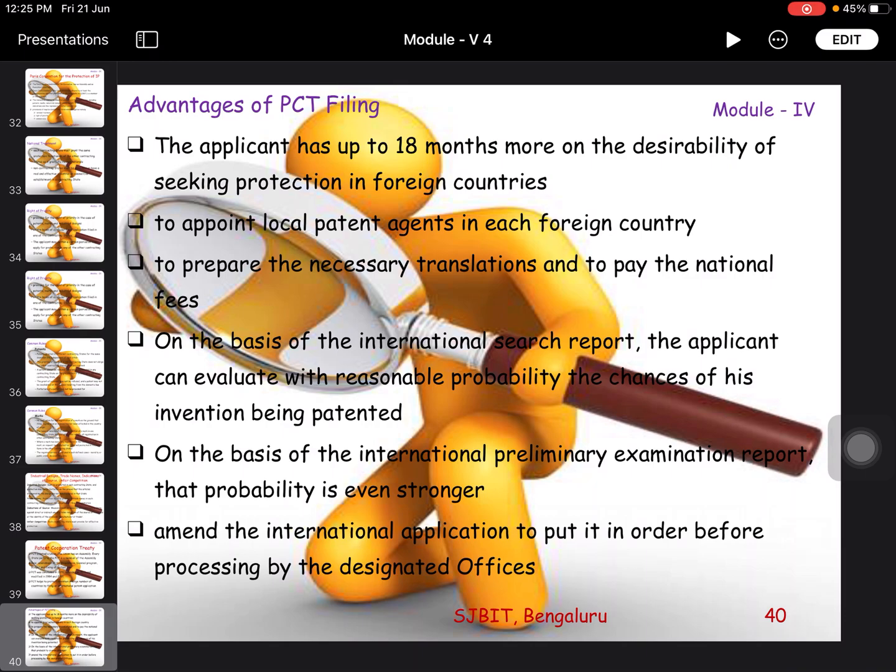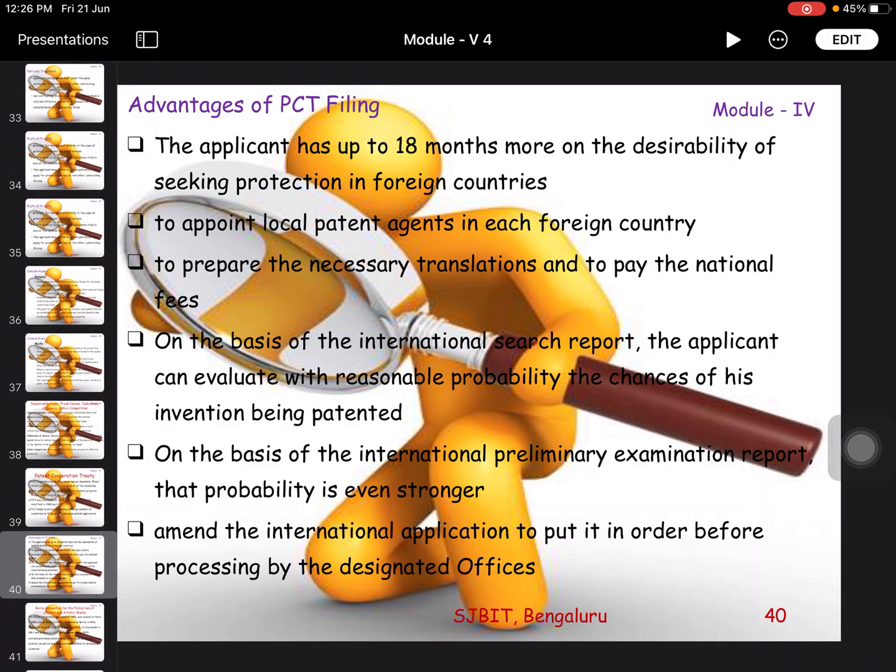On the basis of the international search report, the applicant can evaluate the reasonable probability of his invention being patented. On the basis of the international preliminary examination report, the probability is given more strongly. The applicant can also amend the international application to put it in order before processing by the designated office.